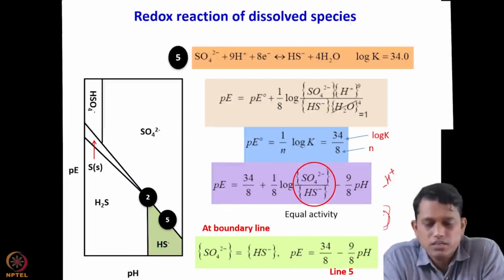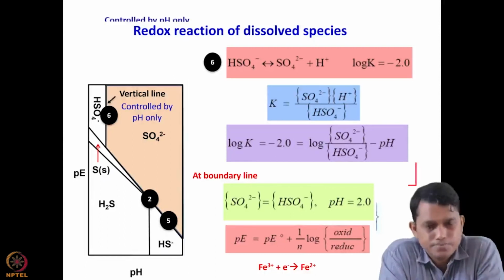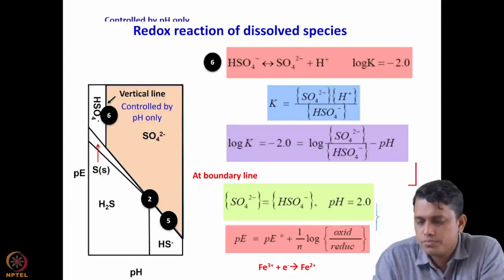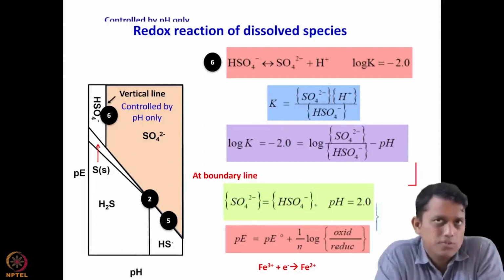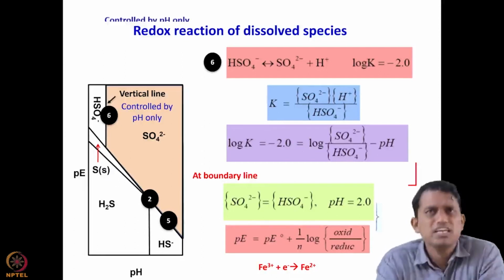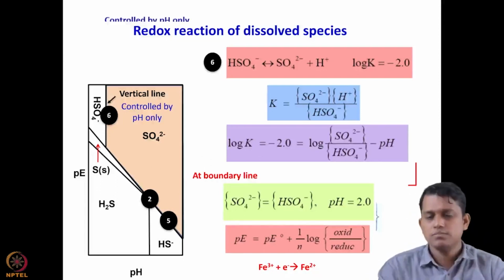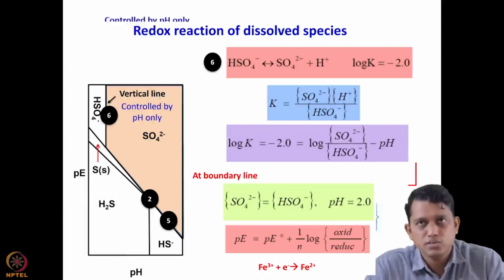What about the straight lines? Let us take a very simple example of sulfate plus proton, which gives you HSO4 minus with a log K value of minus 2.0. Here, since we do not have any electrons, we need not set up the pE equation. But what we can easily write is the K for this equation, which involves the sulfate, proton and then HSO4 minus.